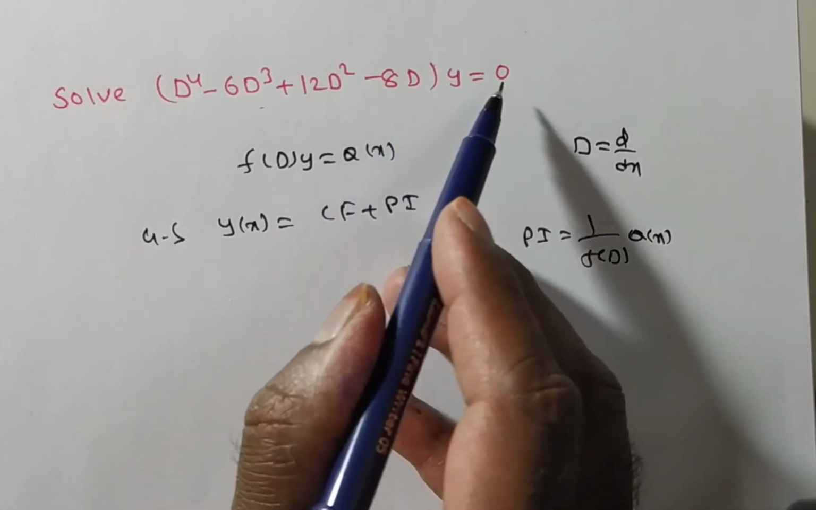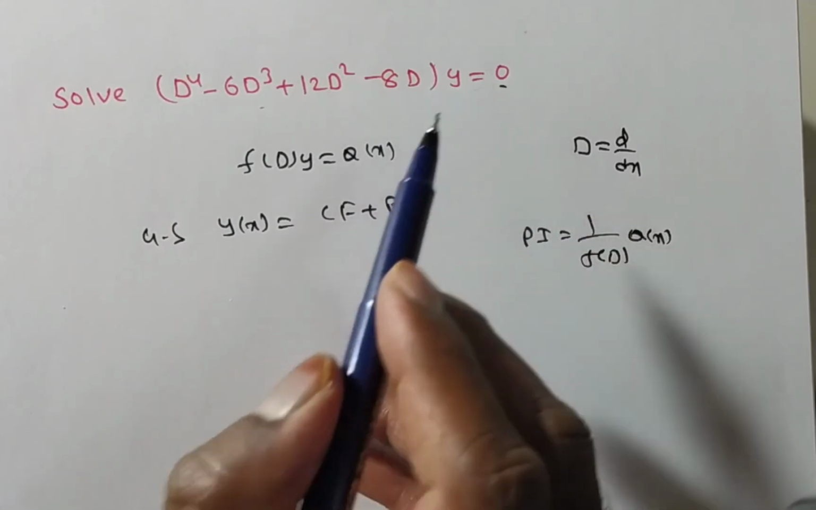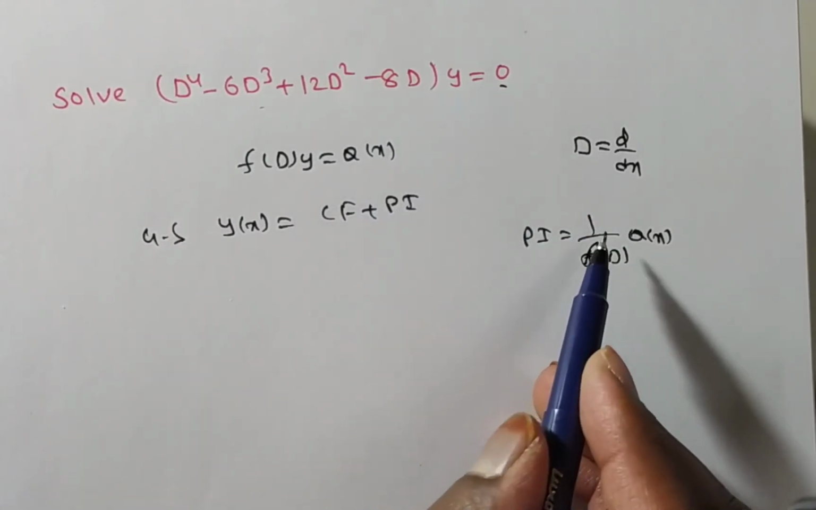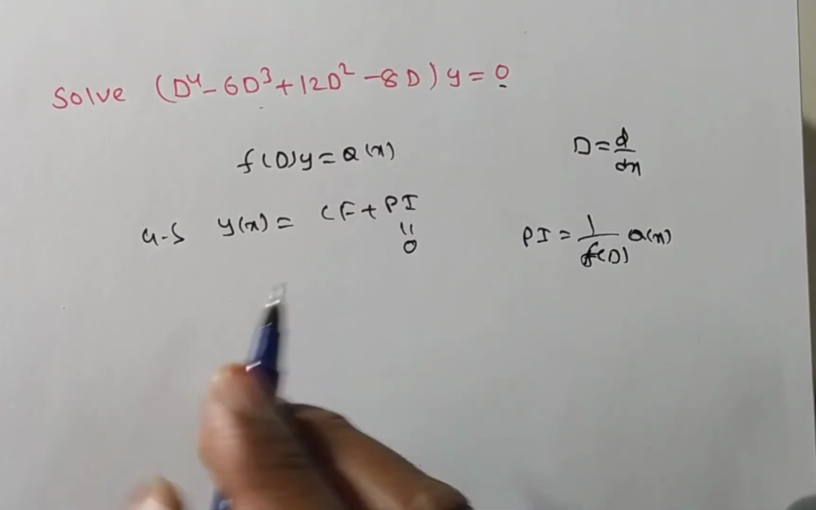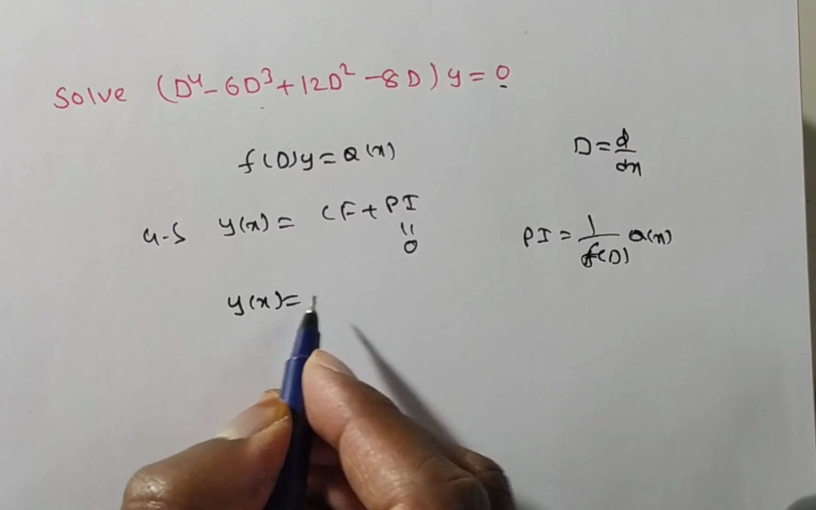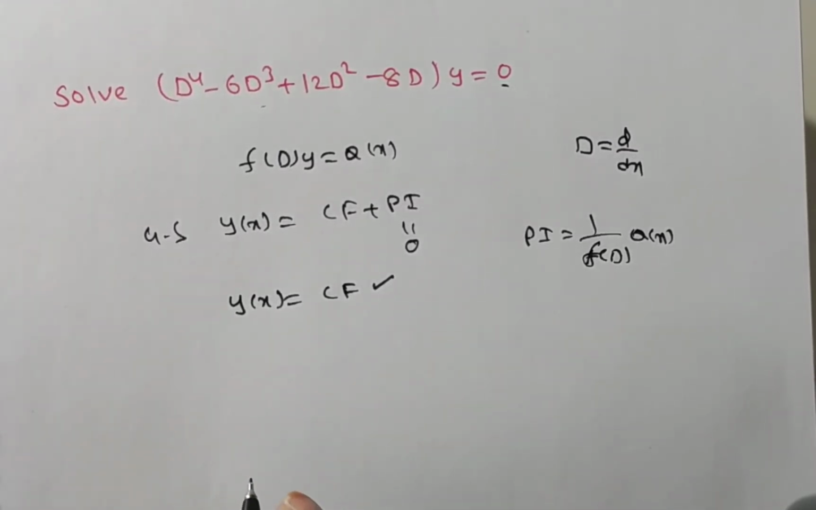In this problem, f(D)y = 0 means Q(x) = 0. Whenever Q(x) = 0, 1/f(D) times 0 is equal to 0. That is, the particular integral will be 0. Therefore in the general solution we have the complementary function only. So we need to find the complementary function for this problem, right?